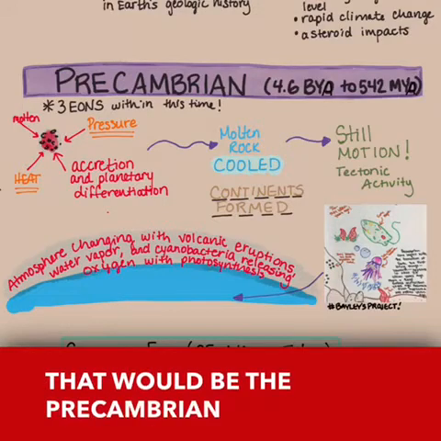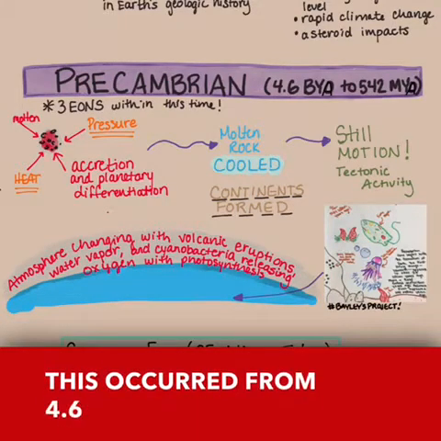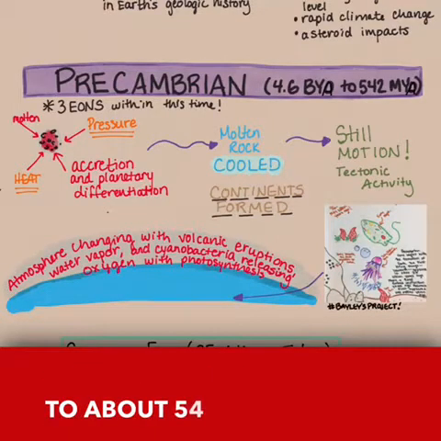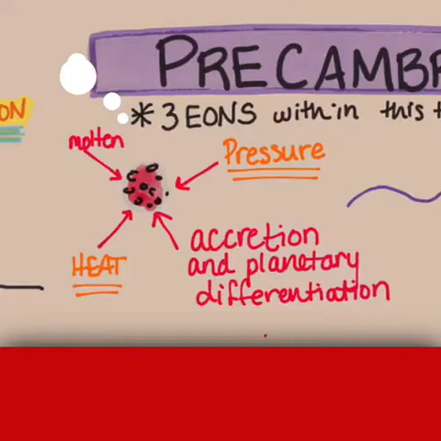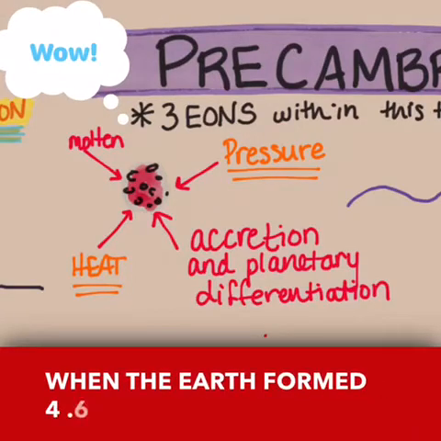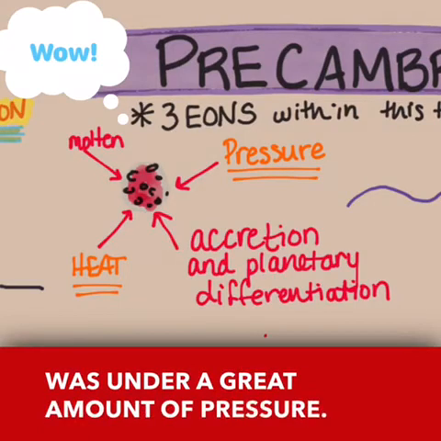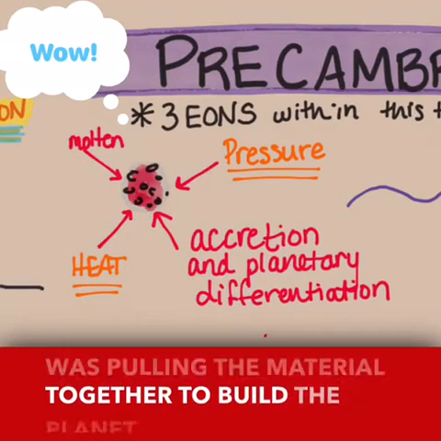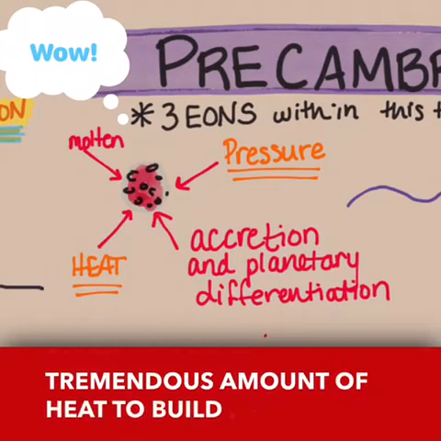That would be the Precambrian time. This occurred from 4.6 billion years ago to about 542 million years ago. So there are 3 eons within this time. When the Earth formed 4.6 billion years ago, it was under a great amount of pressure. The gravitational force that was pulling the material together to build the planet allowed for a tremendous amount of heat to build up as well.